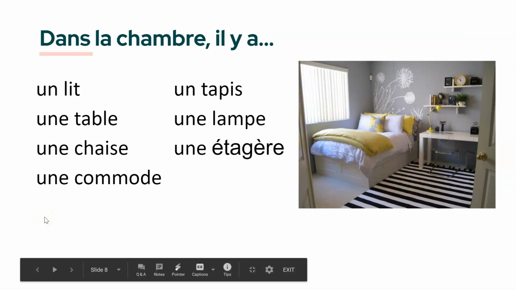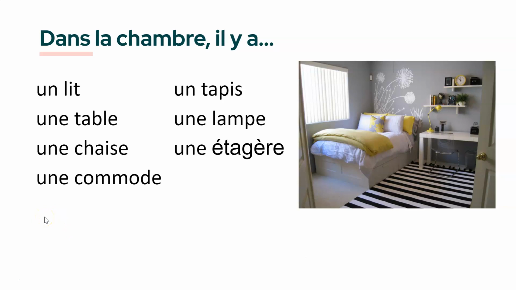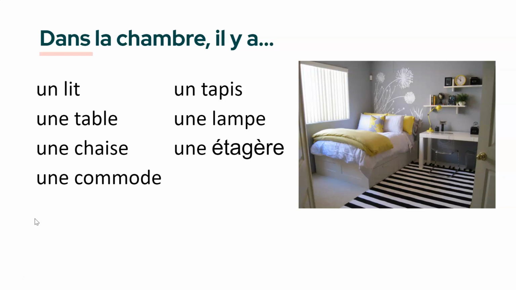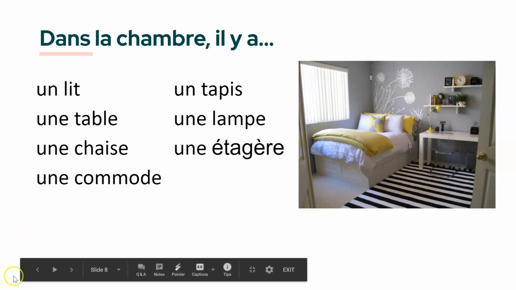And here is a bedroom, la chambre. So you could say, dans la chambre, il y a, in the bedroom, there is. And these words are not necessarily on your vocab list, but they're words that may help you to know. Un lit, and that is a bed. Une table, and that is a table. Une chaise, and we already know that is a chair.